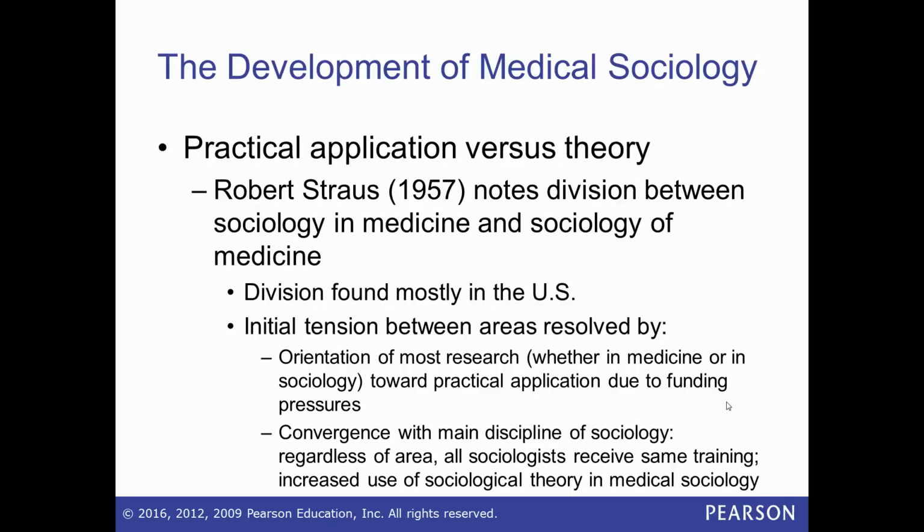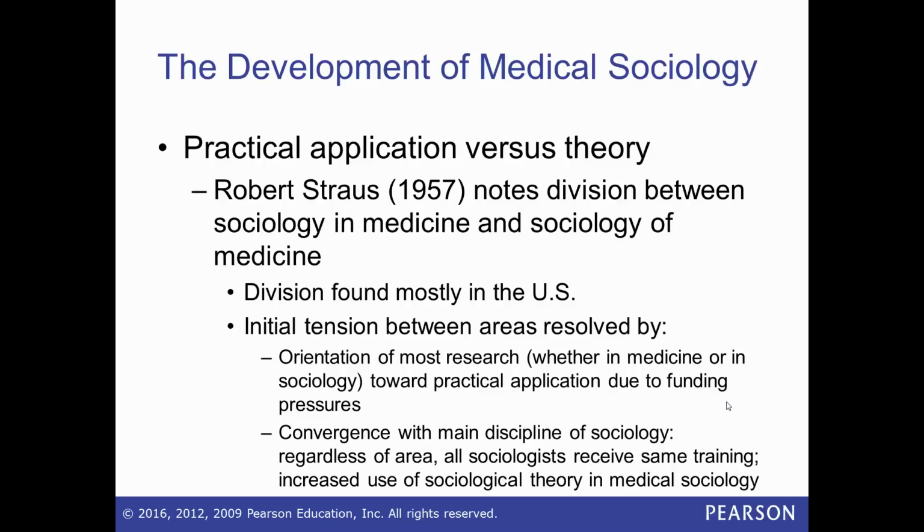All right, so we'll move on to Robert Strauss, talking about the division between the sociology in medicine and the sociology of medicine. And really what they're getting at here is the tension between applied research and more theoretical research. Now, this division is mostly found in the U.S. because of our particular history. Remember, a couple slides ago, we talked about the initial funding sources being for applied research. So because of that, the applied research grew first.